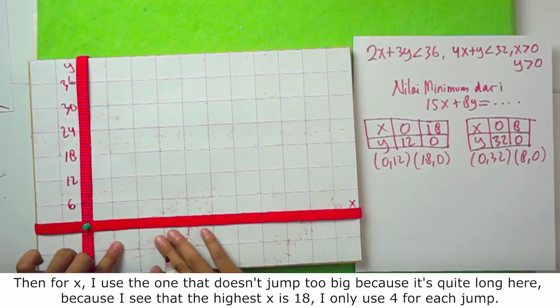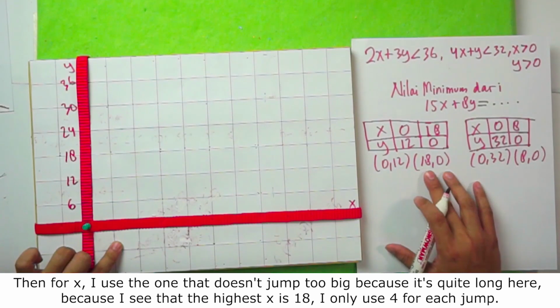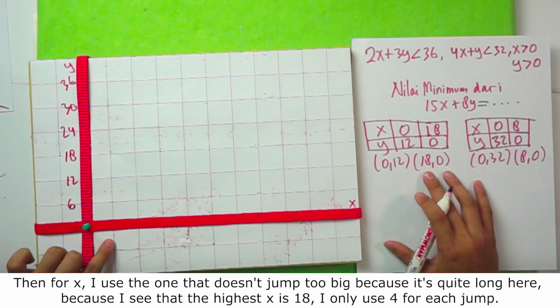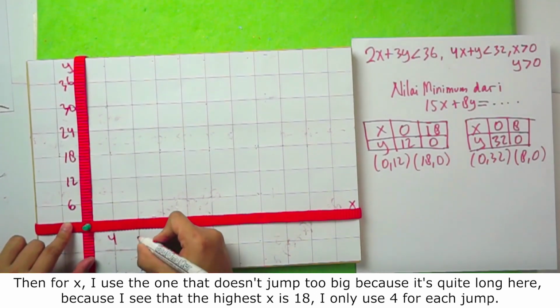Then, for x, I use the one that doesn't jump too big because it's quite long. Because I see that the highest x is 18, I only use 4 for each jump.